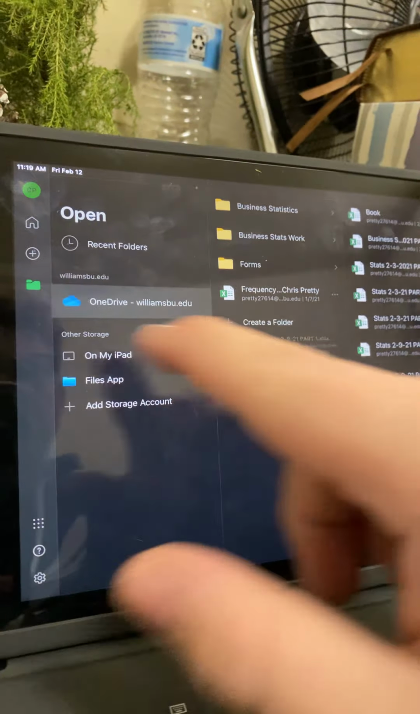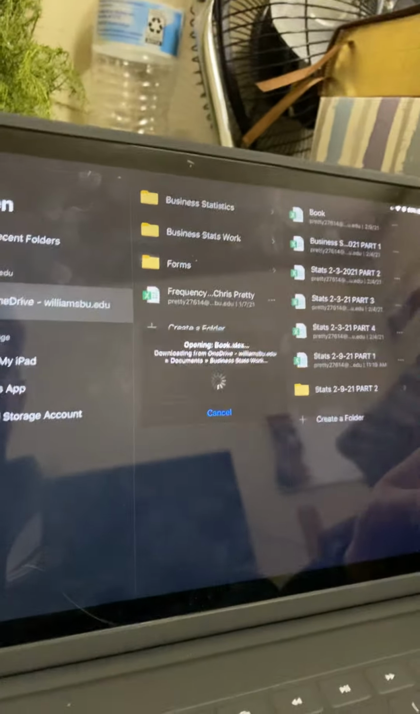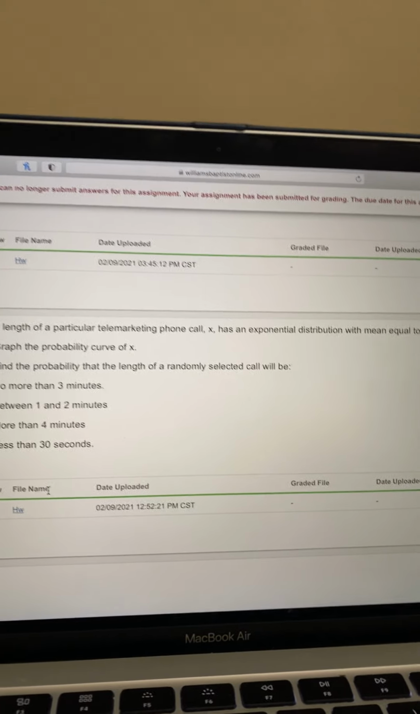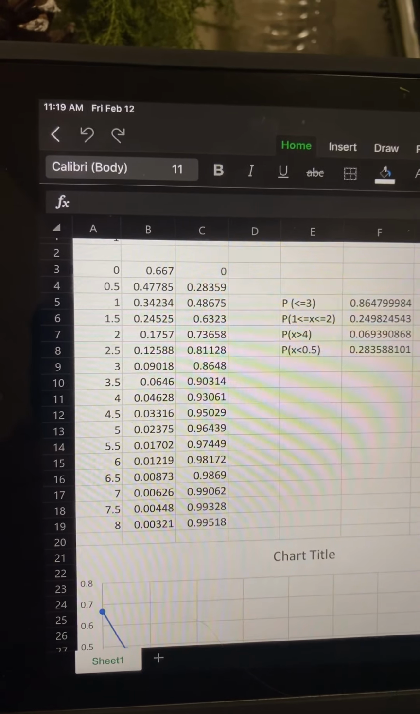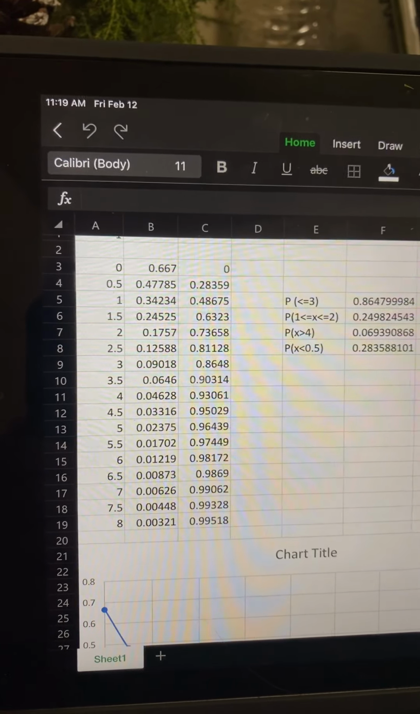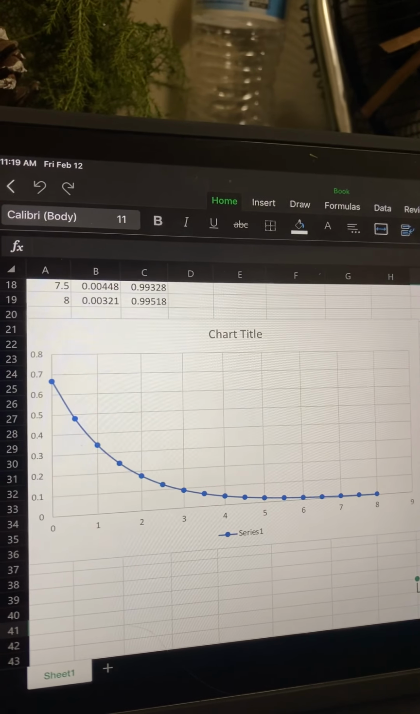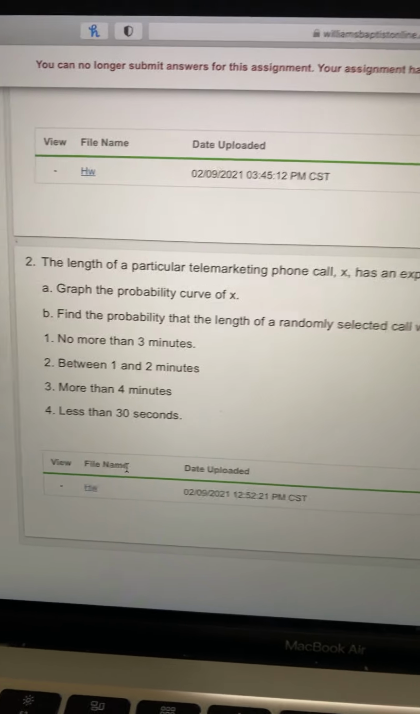Part 2. That was not part 2. This is part 2. In part 2, I had to graph the probability curve of x. To do that, I just made this chart. I did it in increments of half a minute because one of the questions had something about 30 seconds. Then I used all this and made a cluster chart. So there's my graph.